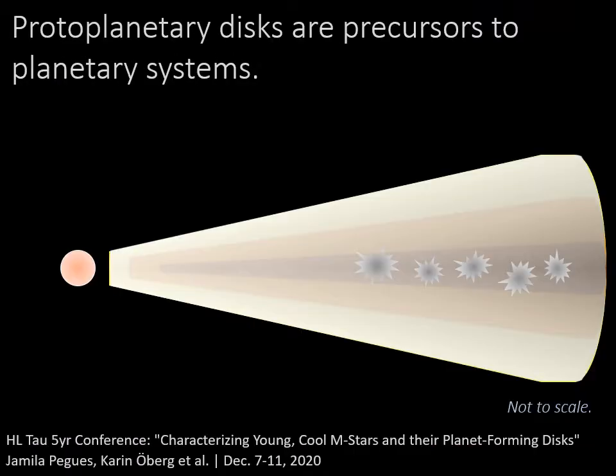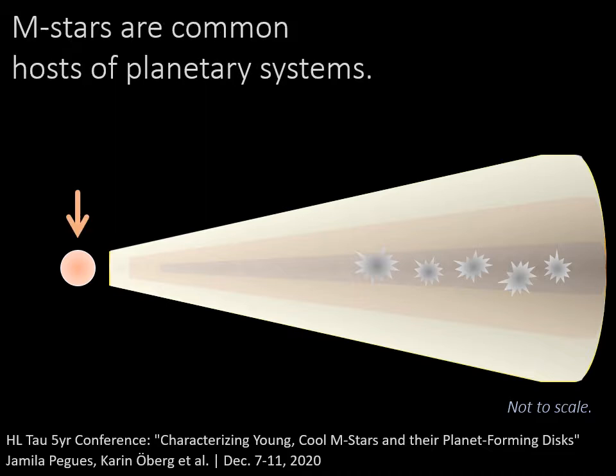So, protoplanetary disks are precursors to planetary systems like our own solar system, and I'm particularly interested in disks around M stars, and that's because disks around M stars tell us about the most common forms of planet formation in our local galaxy. Now, disks are pretty useful tools for a number of reasons.